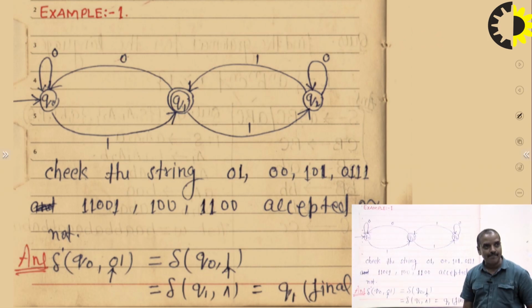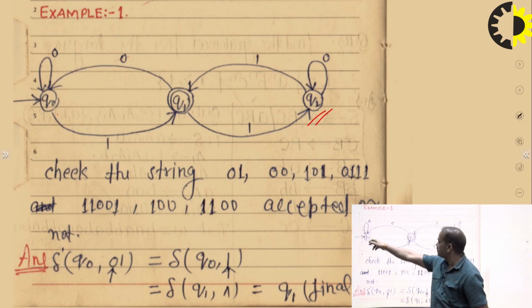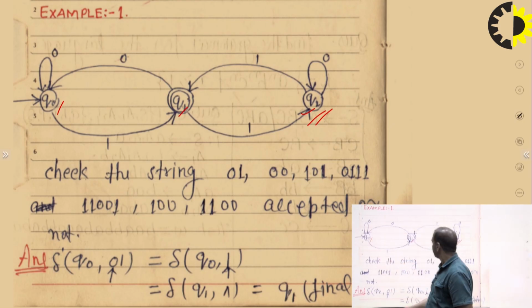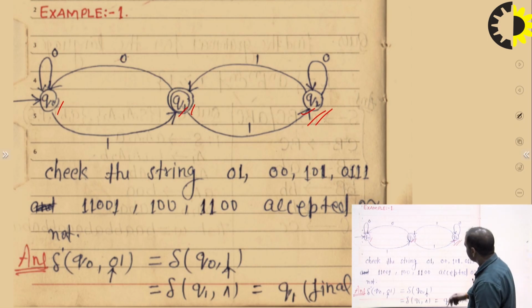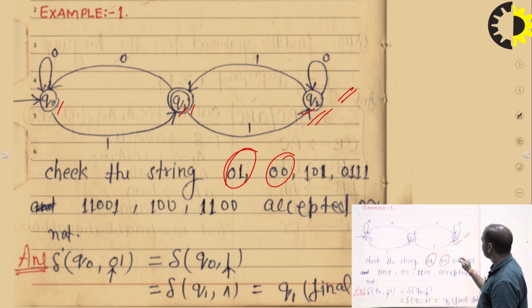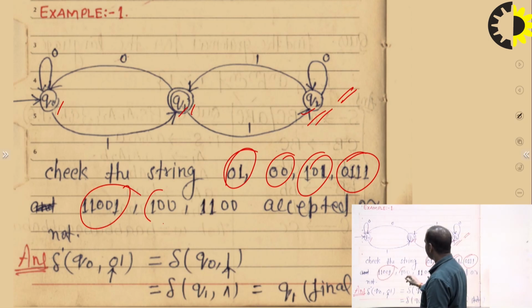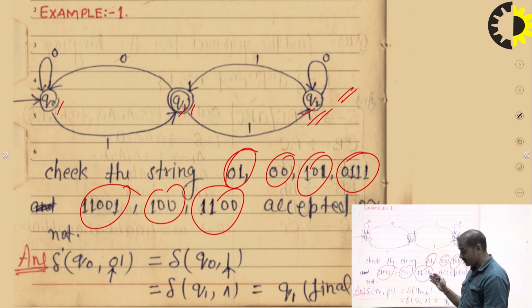This is a numerical example, and this is a machine. Here are states Q0, Q1 and Q2. We have marked Q0 as the initial state and Q1 as the final state. Now, the question is that this machine is given and we have to take some strings: 01, 00, 101, 0111, 1101, 100, 1100. Are these seven strings accepted by the given machine or not? So, we have to check one by one.